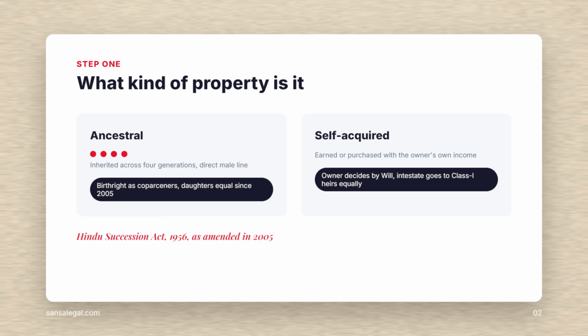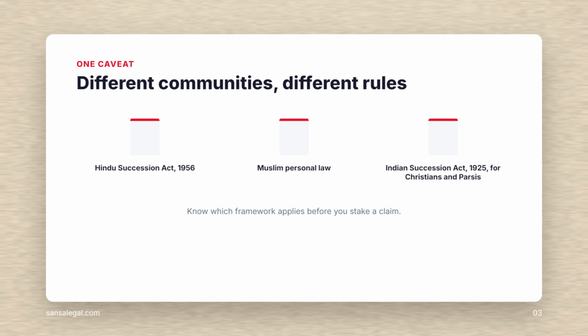If the owner dies without a will, the property devolves upon Class 1 heirs, the spouse, children, and mother, in equal shares. One caveat before you calculate your share. For Muslims, inheritance is governed by personal law, and for Christians and Parsis, by the Indian Succession Act, 1925. Know which framework applies to your family before you stake a claim.